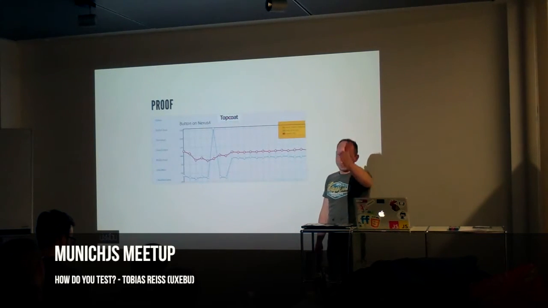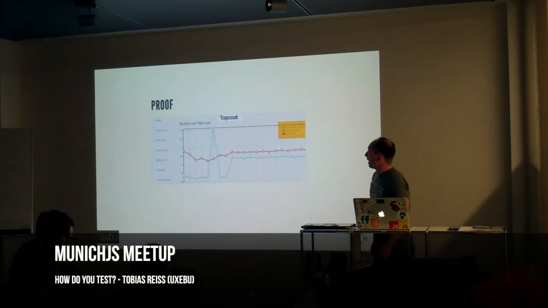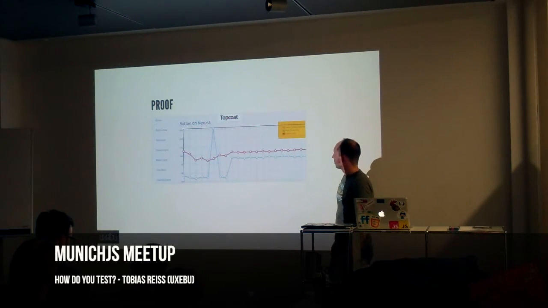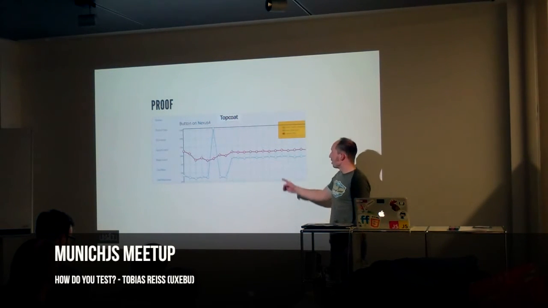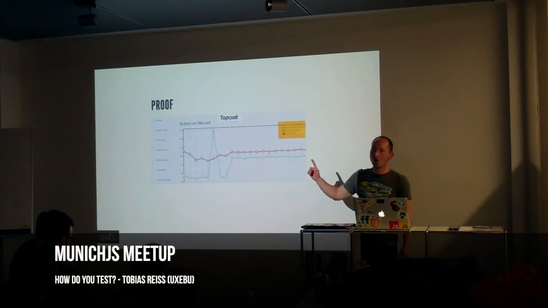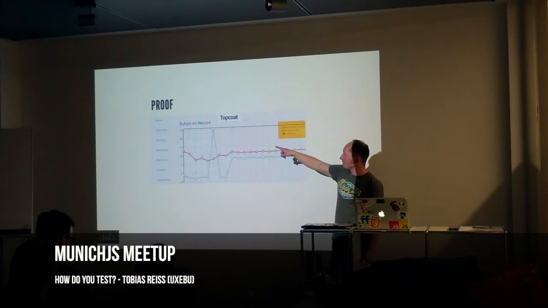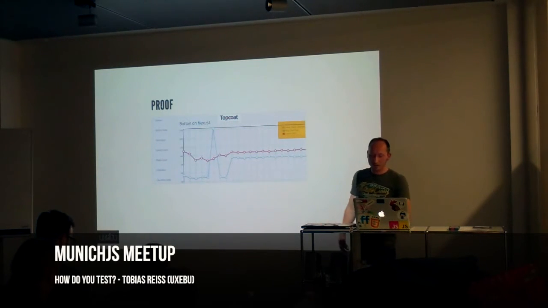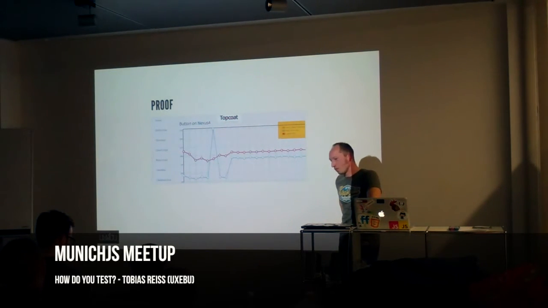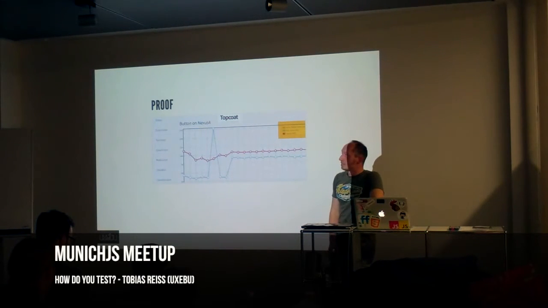Another way, and we just talked about it. A great example is Topcoat, the Adobe CSS library. They have performance tests on all their components. They run them on Nexus 4 and all different Android devices and Chrome. It's not that they would only run it on Chrome, but Google are the only ones who provide the tools to measure that.